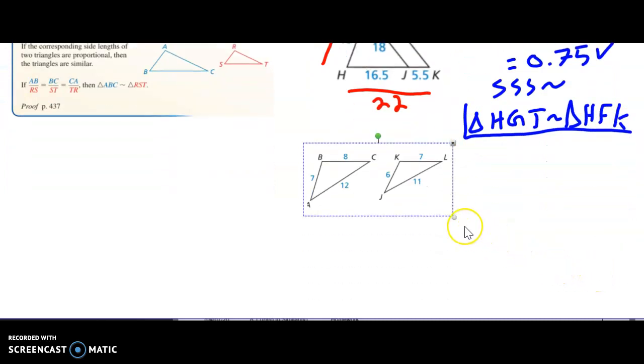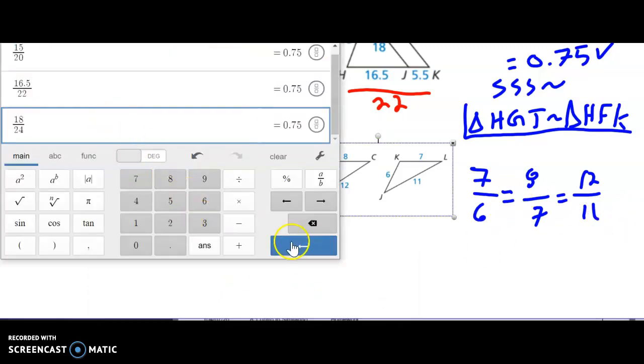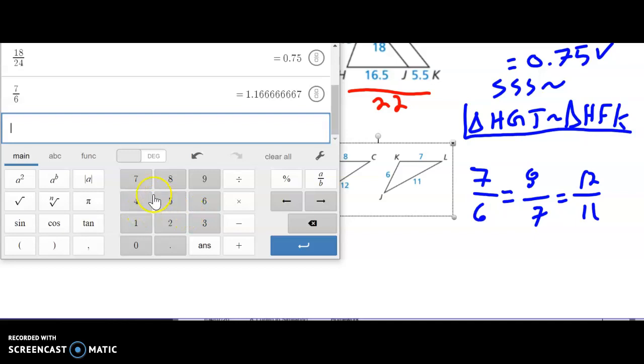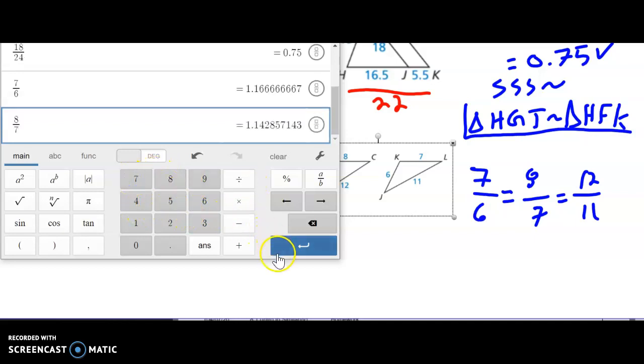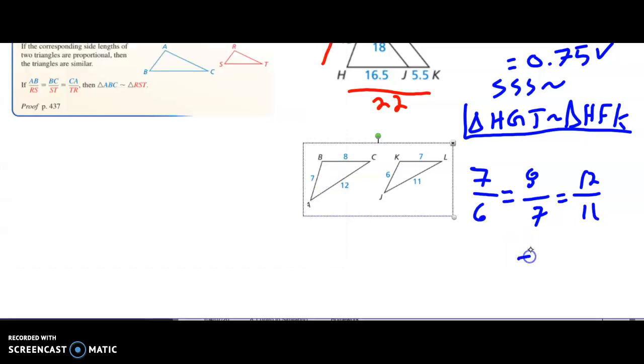So now, if I were to look at this one, the smallest one on this side is 7, compared to the smallest one on this side, which is 6. The medium one on ABC is 8. The medium one on JKL is 7. And then the largest one over here is 12 compared to 11. Well, they're all one off, but let's go ahead and look at the ratio. 7 divided by 6 equals 1.16667. And then 8 divided by 7, I get 1.14. They're not equal, so we're going to say not similar. So we're looking for that.